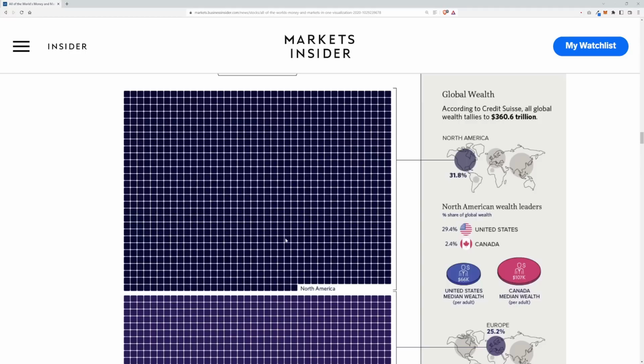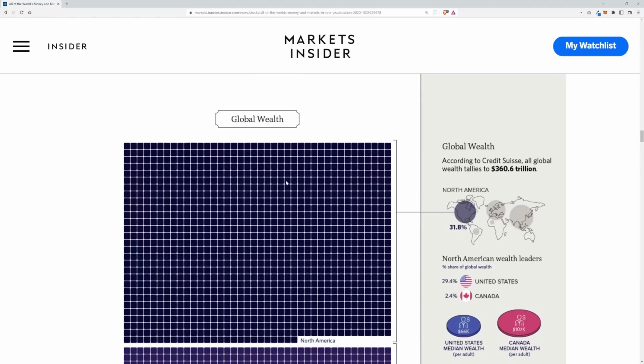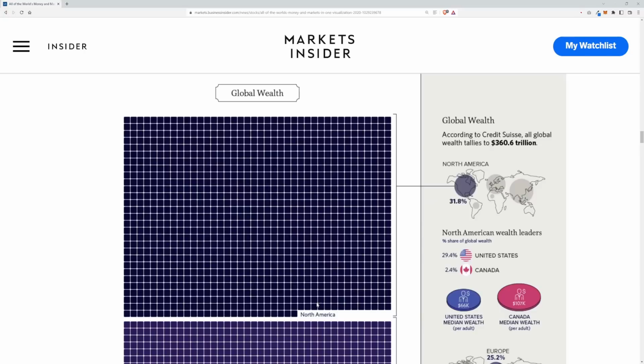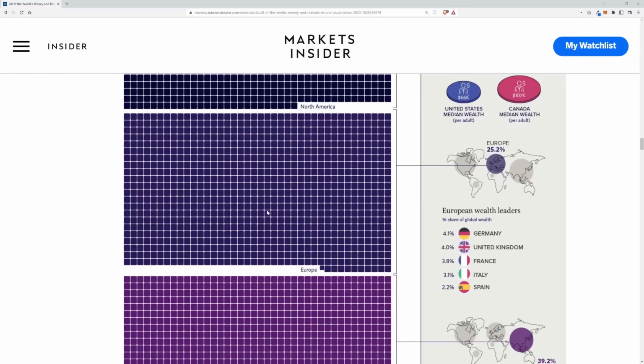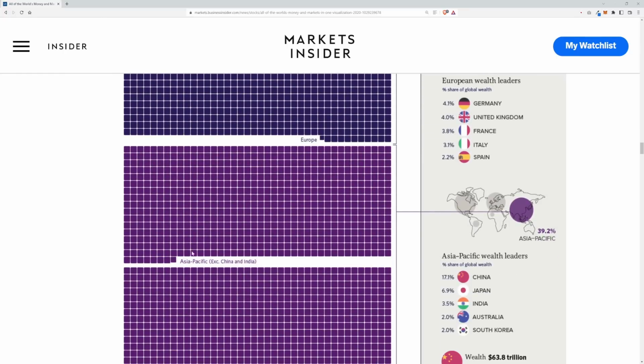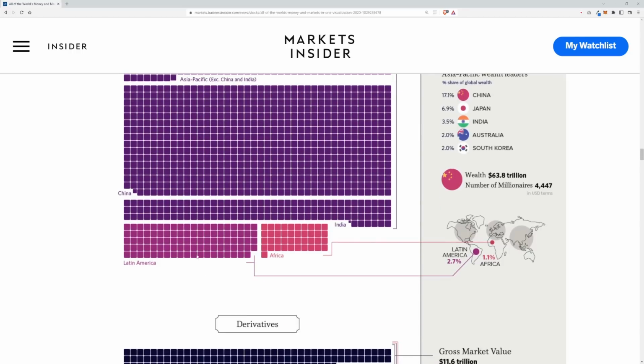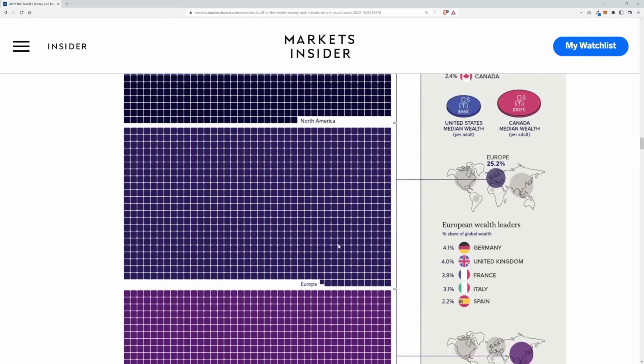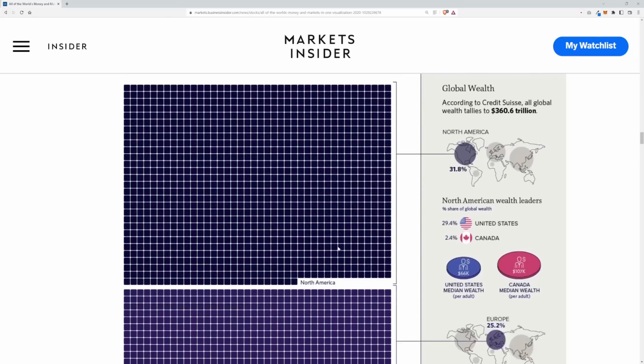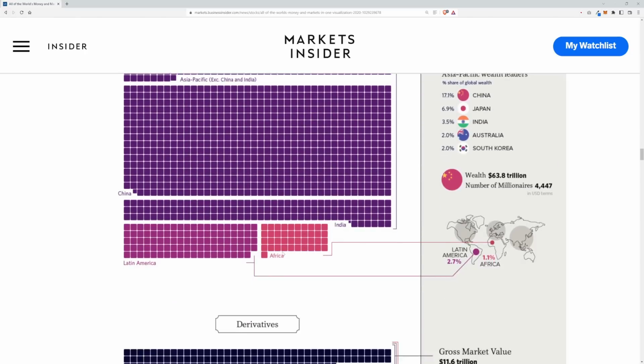Now, global wealth. So this is all the global wealth all over the world with the various nations. And here you have North America. They're saying it's 31.8% of the global wealth. And according to Credit Suisse, all global wealth tallies to $360.6 trillion. And there's Europe right up in here. We have Asia Pacific, which is China, India, China specifically, India there, Latin America, and then Africa. And so, like I say, they estimate that to be somewhere in the neighborhood of 360.6 trillion. So a staggering amount of money.